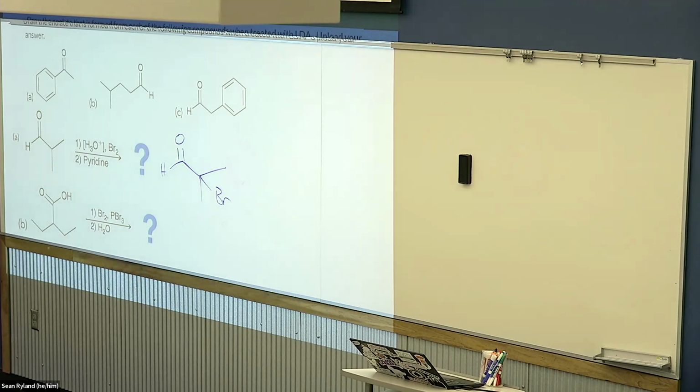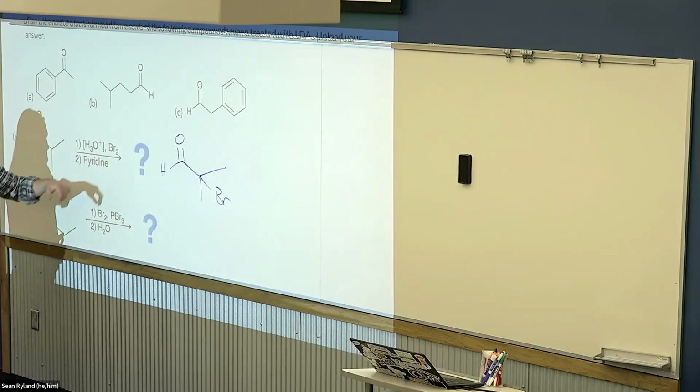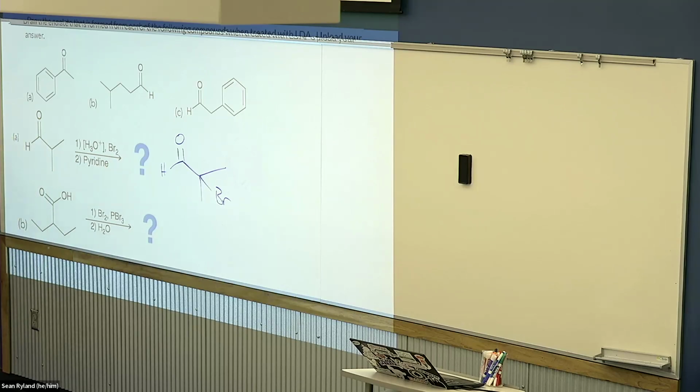Right, and the mechanism for this was started by the enol formation, the acid catalyzed enol formation. So we protonate the oxygen, put a positive charge on it, and then we can deprotonate this alpha carbon by having the bromine act as the base. We're making the enol and then attaching the bromine right here.